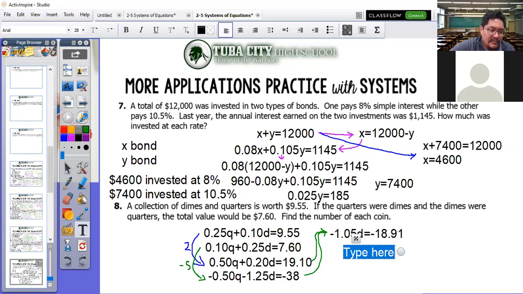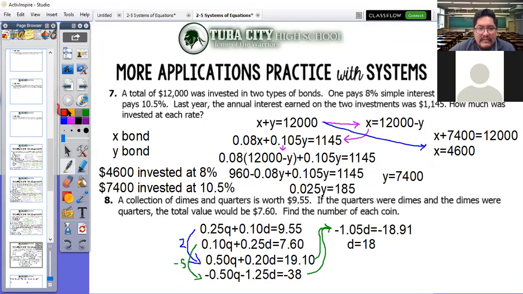All right, so let's see how much we have. So divide this by 1.05, and that would be 18. So dimes equals 18. All right, so there we go. So we got one of them down. Now we got to find the other one.